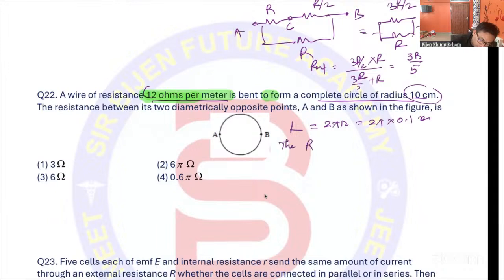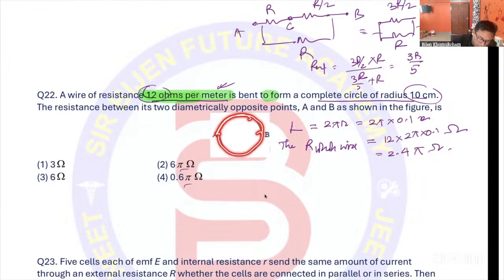Then the resistance of the whole wire: for every meter it is 12 ohm, so for this length the answer should be 12 into 2 pi into 0.1, which is 2.4 pi ohm. In the answer, pi is also involved, so don't substitute the value of pi here. Now this whole resistance is divided into two sections, the upper section and the lower section. If we connect a battery here, then these two sections can be treated as a parallel combination.